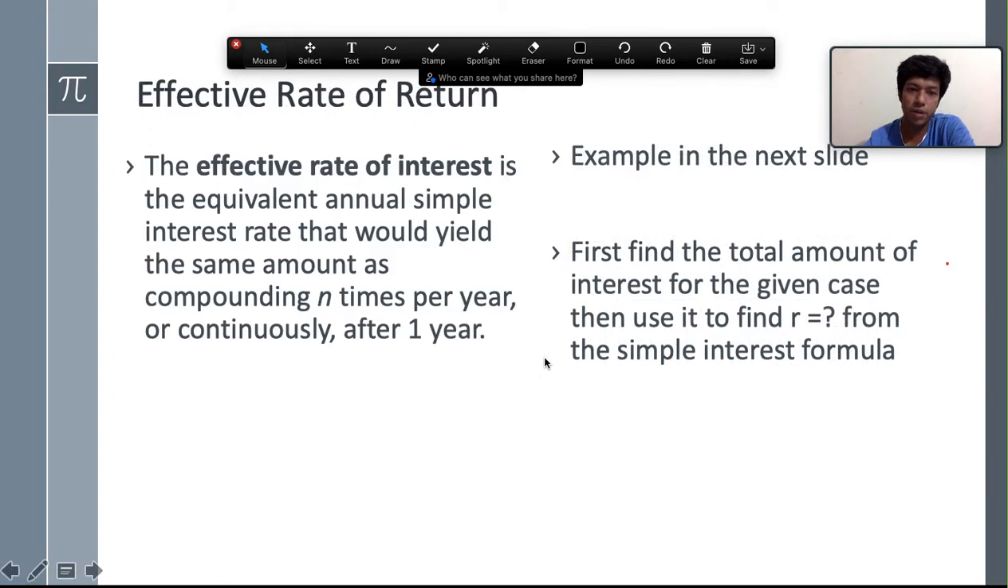This is called effective rate of return. Effective rate of interest is the equivalent annual simple interest rate that would yield the same amount as compounding n times per year or continuously after 1 year. This definition we have taken directly from our Sullivan book. Nicely they said that. That means if something happens in compound interest or continuous interest, what will be the same situation in the simple interest rate? What will be the simple interest rate? So how do we find it out? First we will find out the total amount of interest for the given case. Then we will use that interest in our simple interest formula and find R equal to what, if they ask us to find the rate of interest.